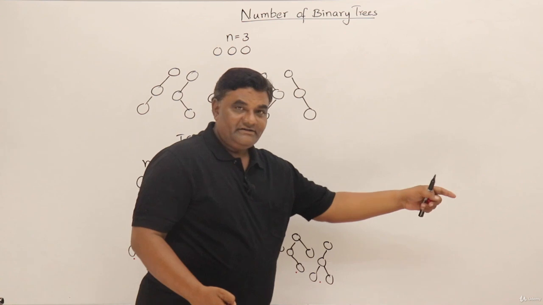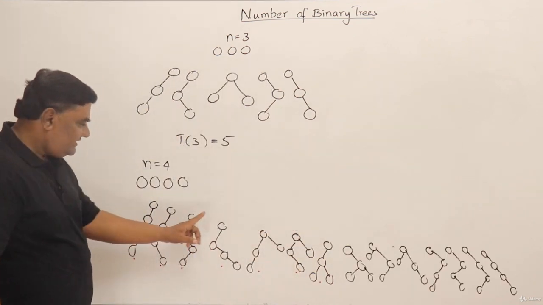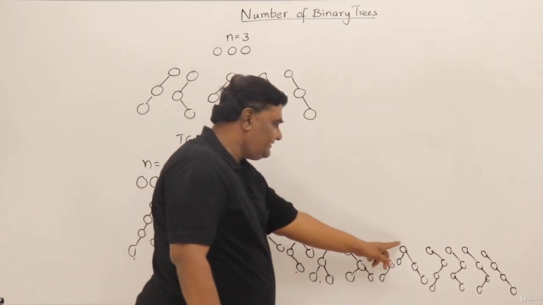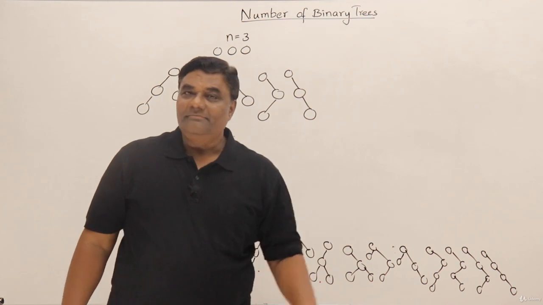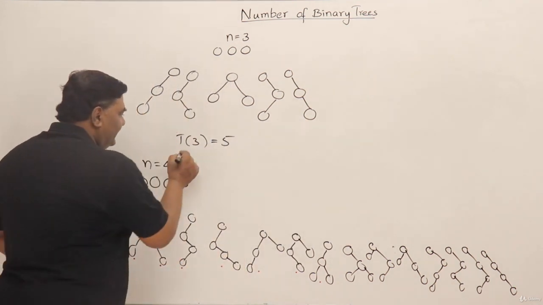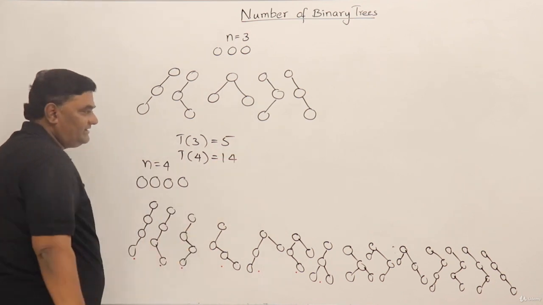So I will complete that. Now I have all 14 trees. 1, 2, 3, 4, 5, 6, 7, 8, 9, 10, 11, 12, 13, 14. 14 different shapes of binary trees. So it means if the number of nodes is 4, then we can have 14 differently shaped binary trees.